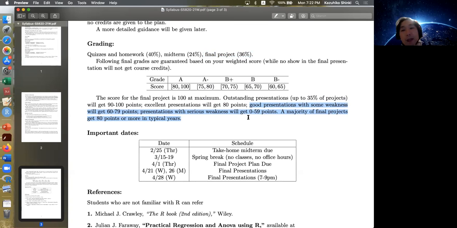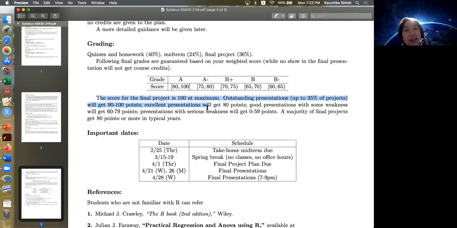Even some students get 40 or 50. So as long as you make a reasonable presentation, you have a good chance to get at least 70 or 80. This is because I would like to appreciate excellent presentations. If I give everyone 100, then basically the grade is determined by just quizzes and midterm. So I would like to appreciate the excellent presentations. So that's why I put this.